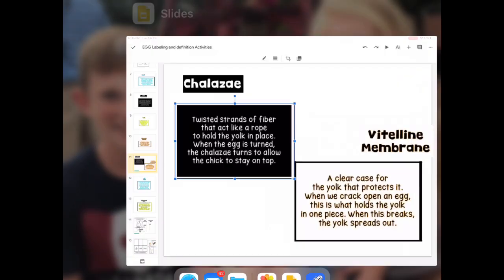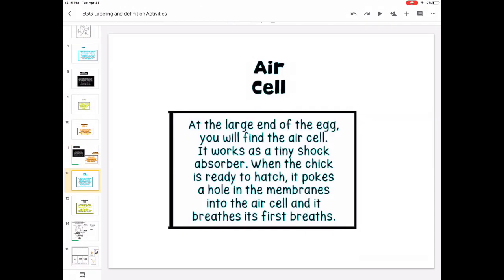So let's see if we have anything more to learn about here. The large end of the egg, you will find the air cell. It works as a tiny shock absorber. When the chick is ready to hatch, it pokes a hole in the membranes into the air cell and it breathes its first breaths.